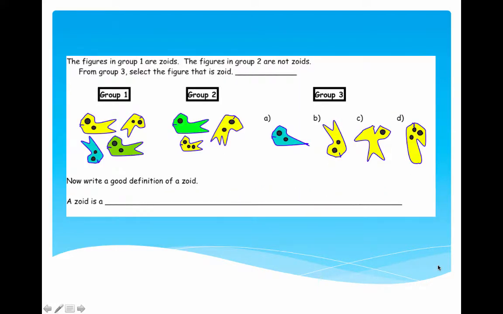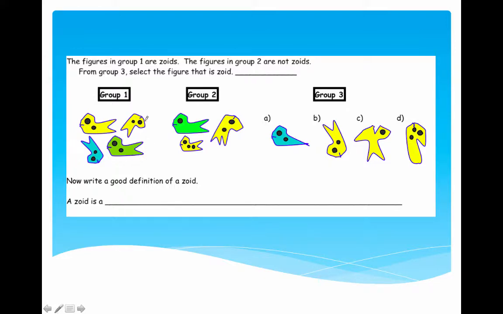So here's something a bit more arbitrary, something you don't know. Group 1, those guys are all zoids, and the figures in group 2 are not. And we need to figure out which one in this last group is a zoid. Color is obviously not something we need to consider. We can look at the number of eyes. So really all we have to look at is head shape, tail shape, number of eyes. They all have one mouth, and color. And color, of course, is not an issue because they're all different colors.